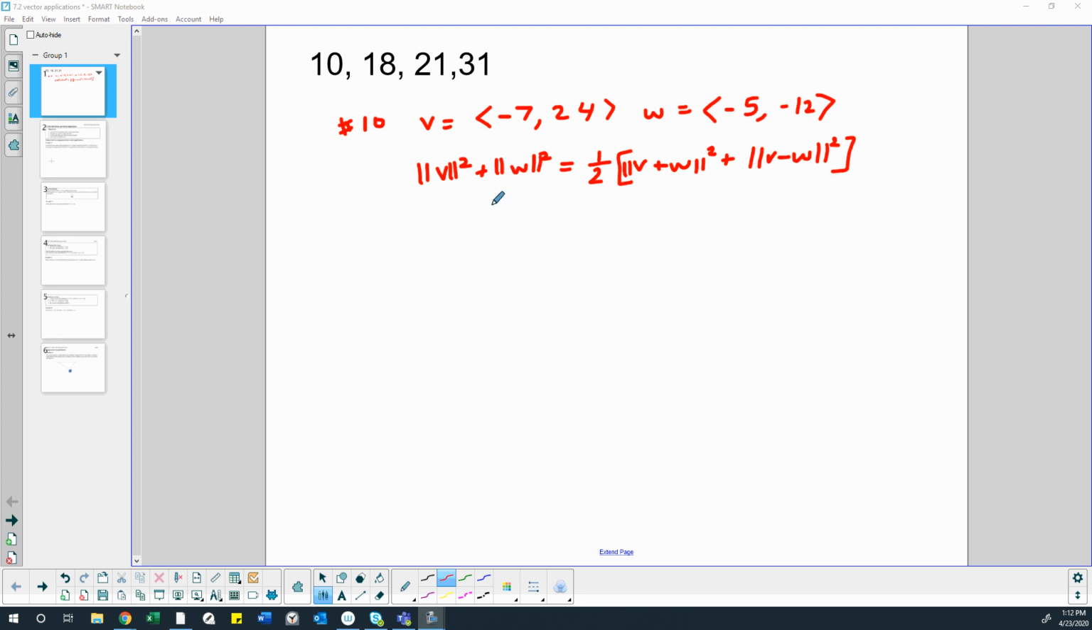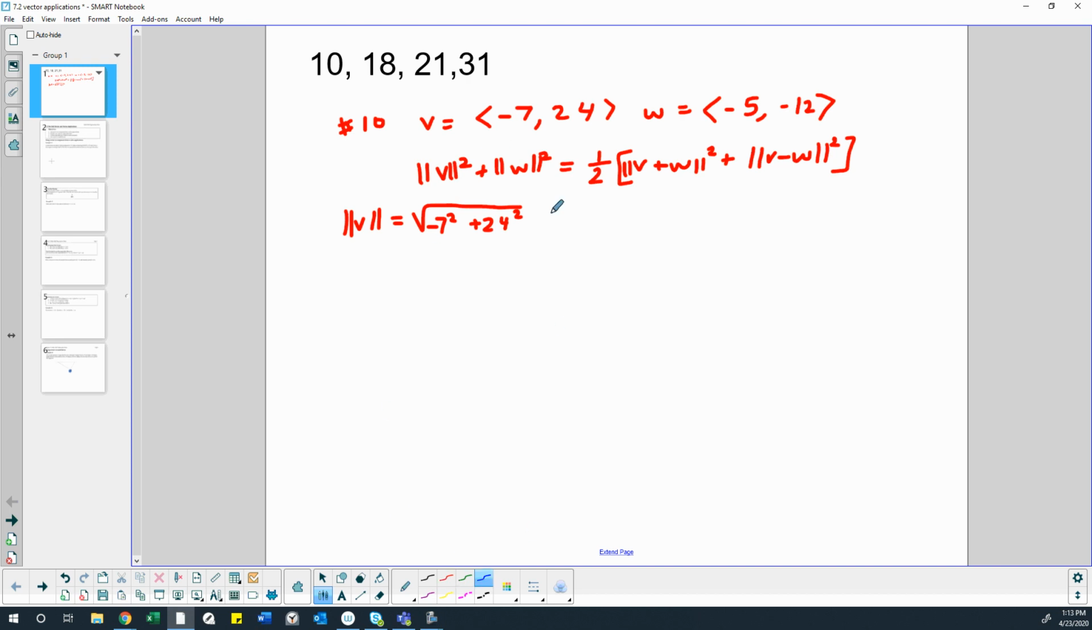So this side of the formula is magnitude v squared plus magnitude w squared. Now remember, the magnitude is like the square root of the numbers squared, like as if we're doing Pythagorean theorem, right? Technically, I should have put that -7 in parentheses so that I know I'm squaring the negative, but hopefully you guys understand that's what's happening.